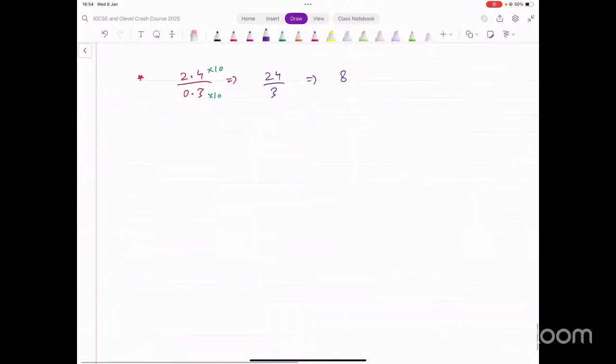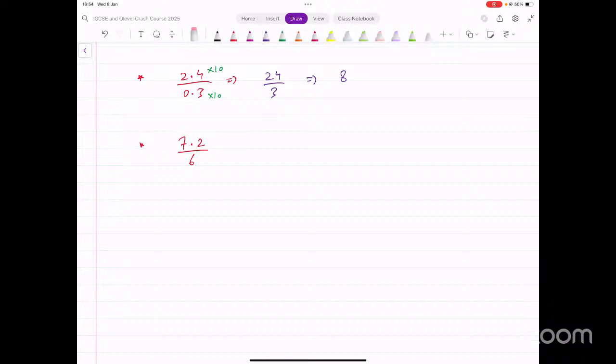Okay, let's take another example. Let's say we've got something else now. 7.2 divided by 6. Now, how do we do this? We need to convert the decimal to an integer. We've got 7.2 in the numerator, right? How do we convert this to an integer?